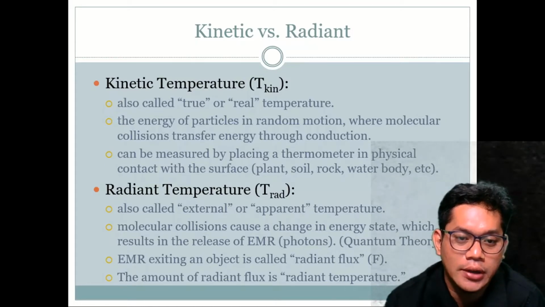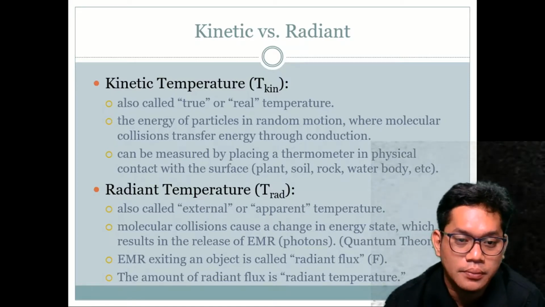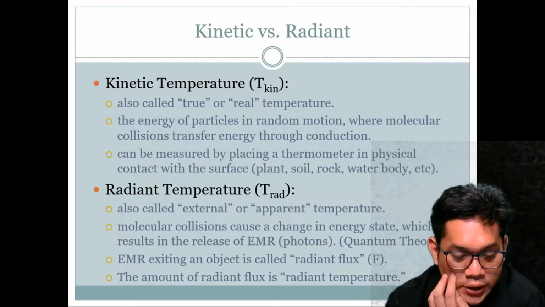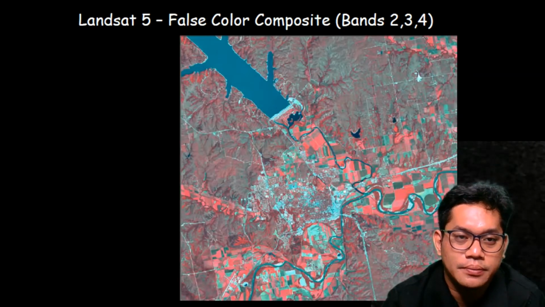However, the radiant temperature is different because it is external. Molecular collisions cause a change of energy states with the result of EMR radiated from the surface, and this radiated EMR is called radiant flux. Therefore, the amount of radiant flux is called radiant temperature.